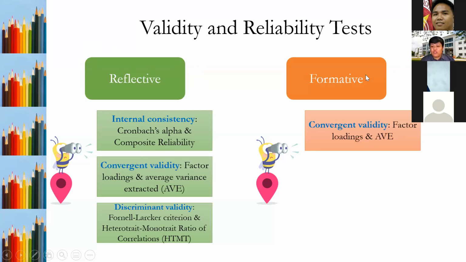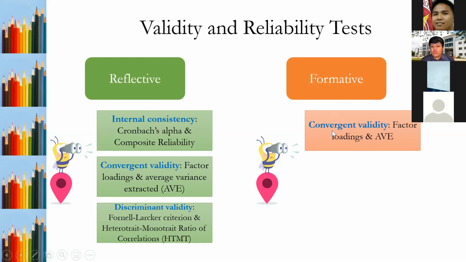On the other hand, if you will be using a formative construct, what are the requirements? One, you do not measure reliability anymore. Why? Because in a formative construct, you will not expect internal consistency. Why will you not be able to expect internal consistency? Because items in a formative construct are not highly correlated. So you do not expect internal consistency.